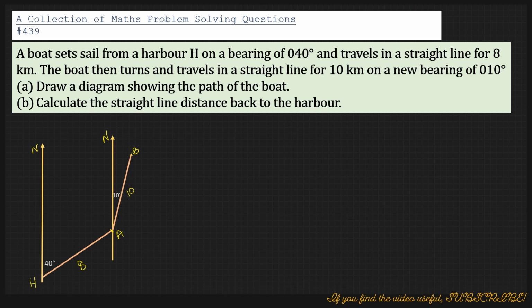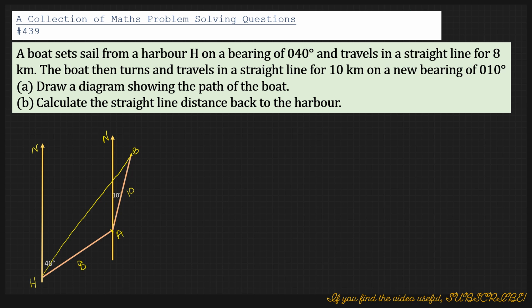So the next part, calculate the straight line distance back to the harbour. Back to the harbour is just joining HB. So that is how you would get back to the harbour. We need to work out the side. For that we need to find angle HAB, and then we will apply the cosine rule to get the side HB.